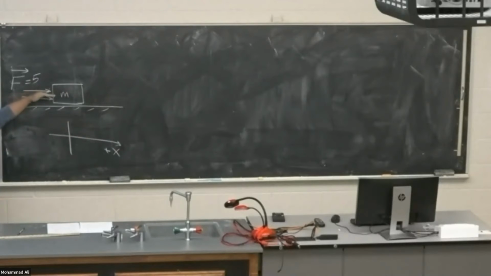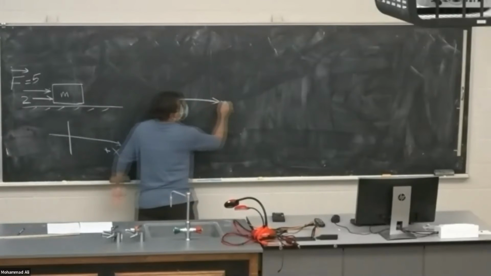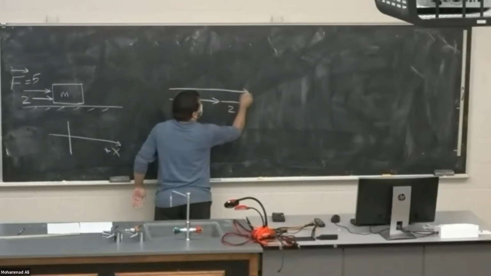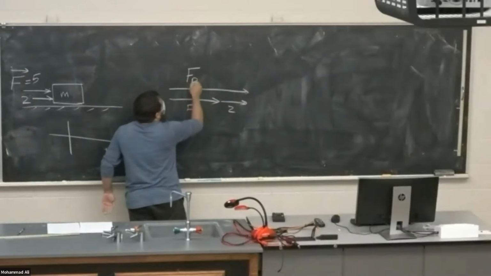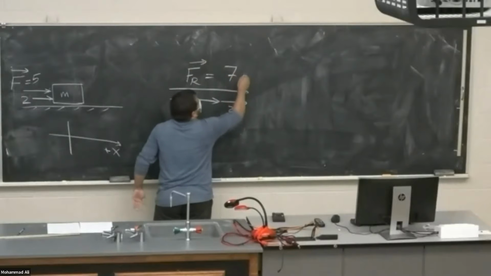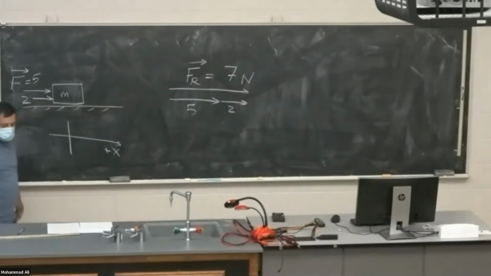Because these 2 forces are 2 vectors. One of them is 5, the other one is 2, in the same direction. Then the resultant force, Fr, is equal to how much? Simply, it will be 7, and the unit is Newton. We will see what a Newton is equal to.